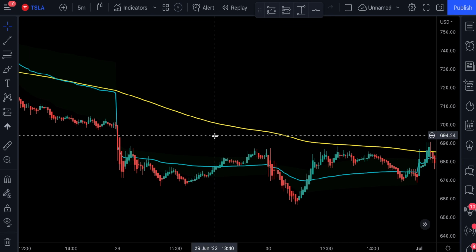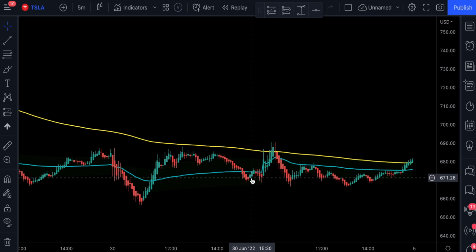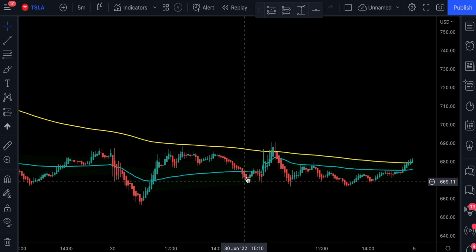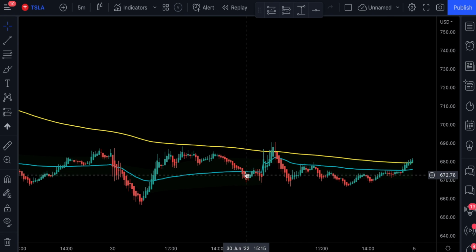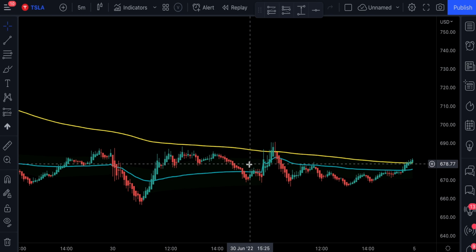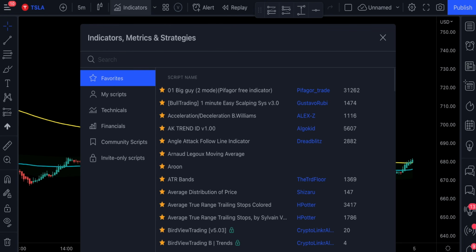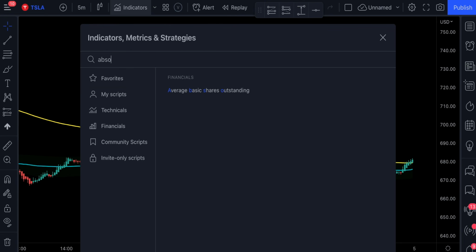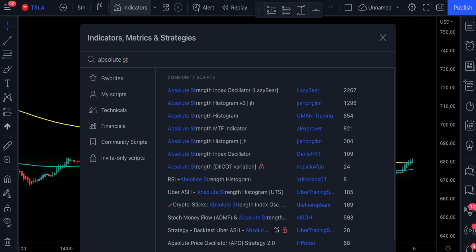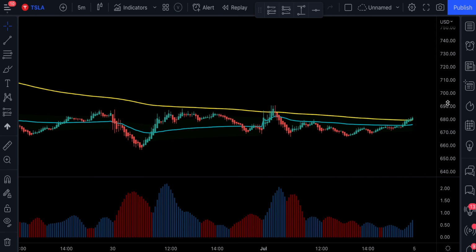Obviously, there are some mistakes you should avoid. For example, if the price action just closed below the VWAP, it doesn't necessarily mean that the shorter term trend is changing. So the support and resistance levels are not exactly at the VWAP line. That's why you need to add another good confirmation indicator to the chart to find better entries. For example, let's use the absolute strength histogram.